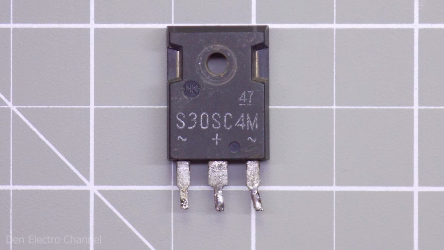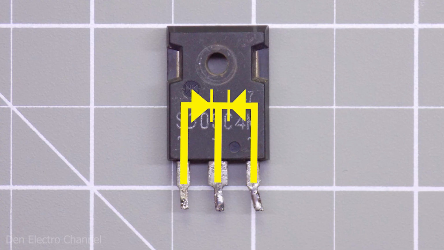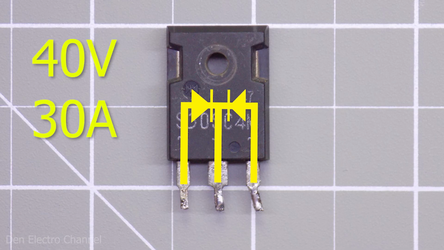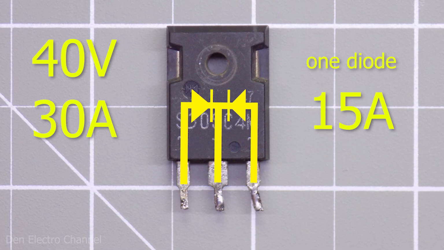Let's do a test on S30SC4M dual Schottky diodes. It is designed for 40 volts and 30 amps, but each of the diodes can withstand only 15 amps. I will only check one diode.